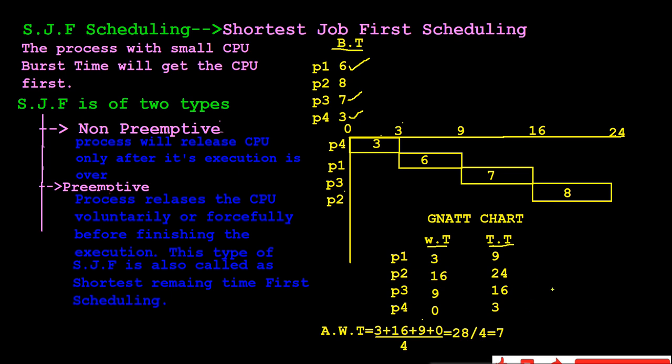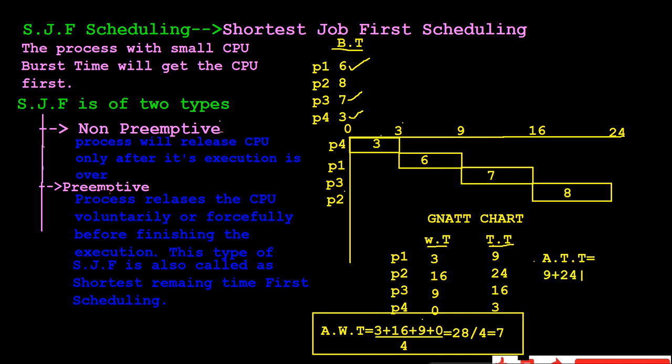You can also calculate turnaround time like that. For example, we will circle this; this is the average waiting time in this example. You can also calculate the average turnaround time, ATT. So how much is this? This is equal to 9 plus 24 plus 16 plus 3, whole divided by 4.